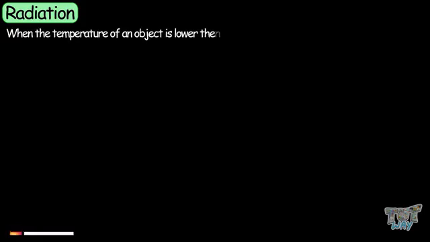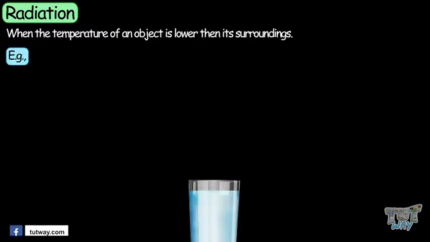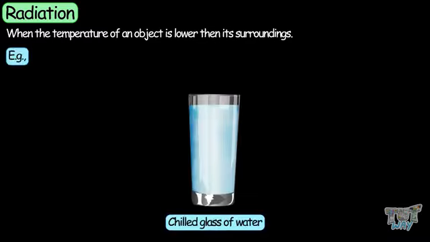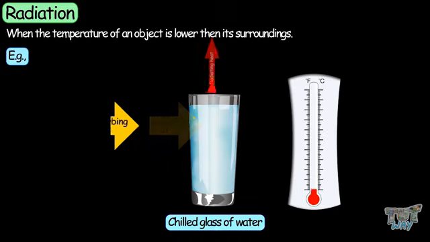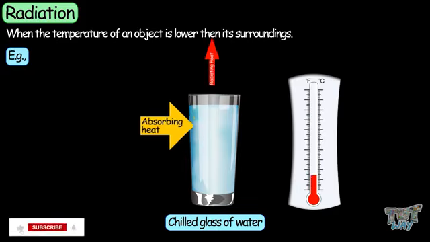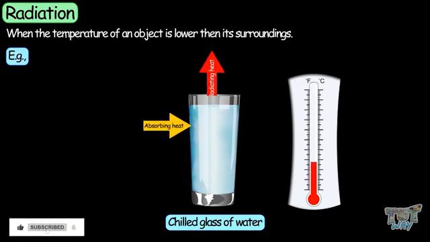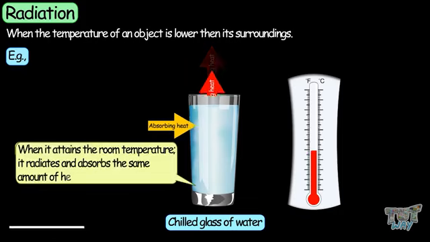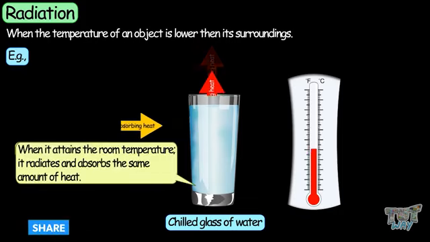And when the temperature of an object is lower than its surroundings, for example, a chilled glass of water, then it absorbs more heat than the heat that it radiates, and as a result, its temperature keeps on increasing until its temperature becomes equal to the temperature of its surroundings, and in that case, it radiates and absorbs the same amount of heat.